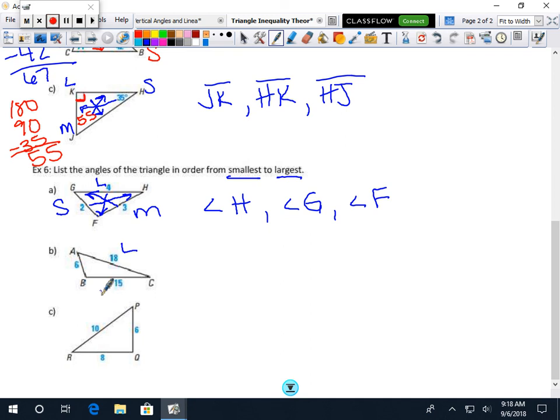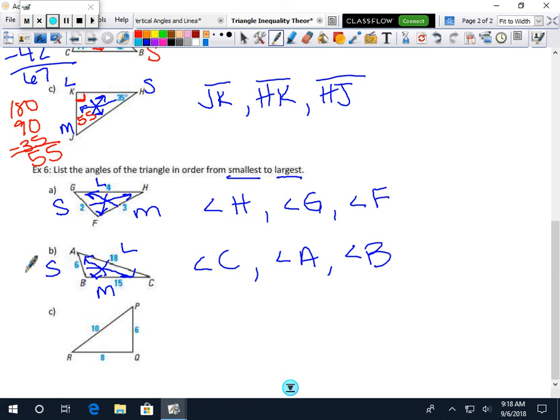My largest side is 18. My medium side is 15, and my smallest side is 6. So across from the smallest side would be the smallest angle, which would be angle C. Medium side across from the medium angle, which would be angle A. And largest side across from the largest angle, which would be angle B.